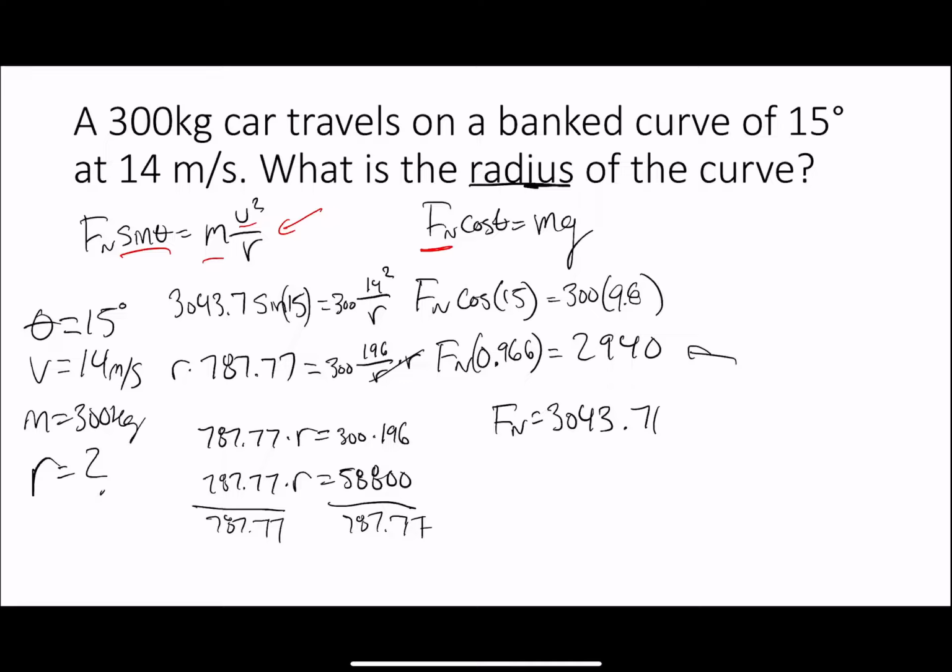Divided by 787.77. And you get R is equal to 74.6 meters.